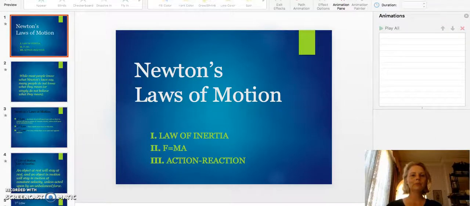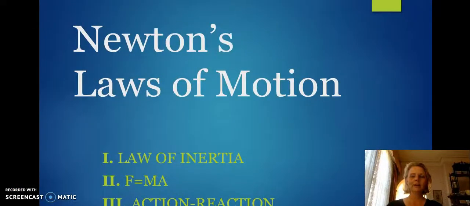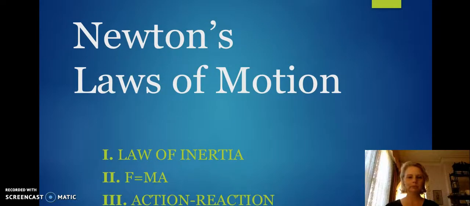Hi everybody, just going to start off the slideshow, and today we're looking at Newton's 3 laws of motion. I'm going to start off, I'm going to do 3 quick short things, one on each of the 3 laws.